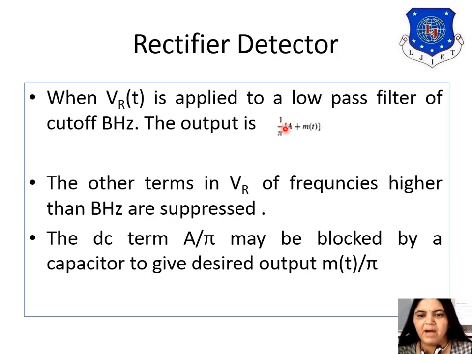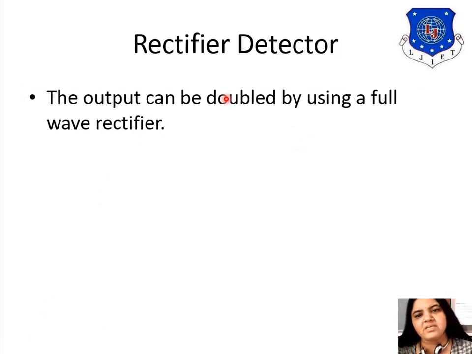So the DC term A by π. Now again if you open this bracket, it is A upon π plus m(t) upon π, but this A upon π is what? It's a DC component. So now we know that we put the coupling capacitor, which will block this DC, and you will get the desired output, that is m(t) by π. Now the output can be doubled by using the full wave rectifier. So this way we can have the rectifier detector output.